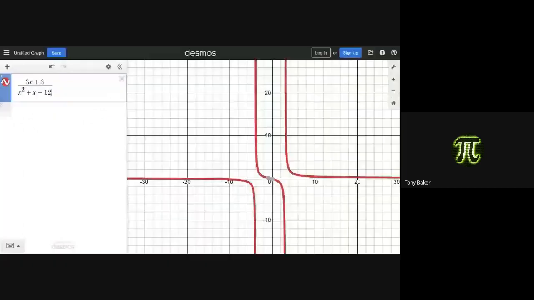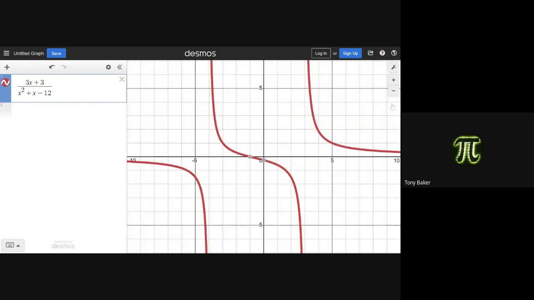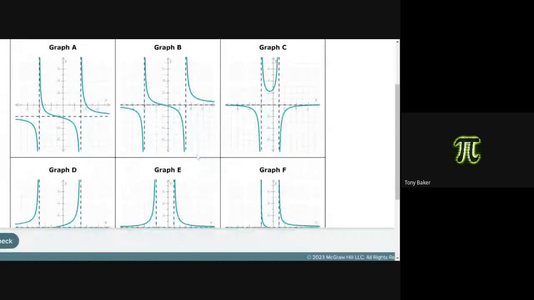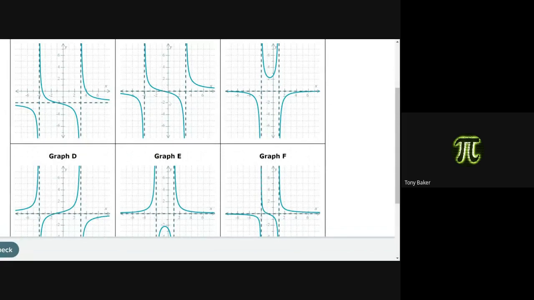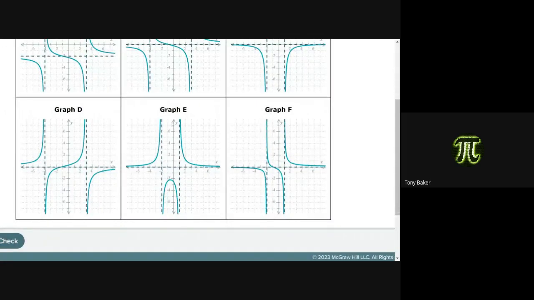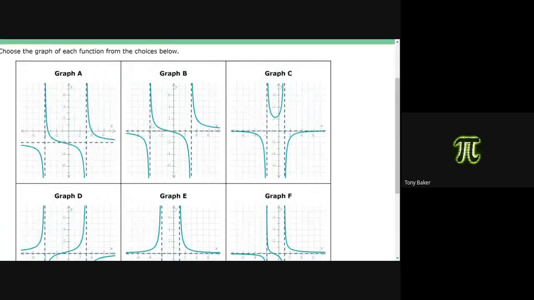All right. So here's the first graph. Looks like my vertical asymptotes are around -4 and 3-ish. And my horizontal asymptote is in the middle. So we go back to the graph. Horizontal asymptote in the middle, so it's either B or F. -4 and 3. So it's got to be B.